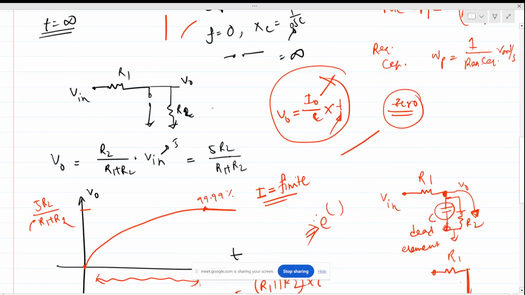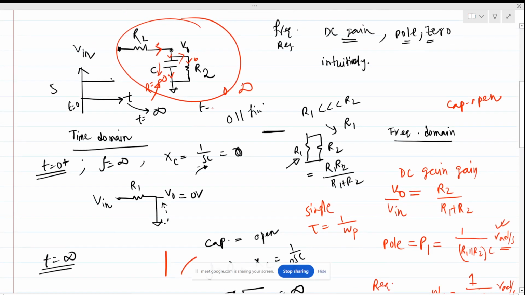And we can also comment that from input to output there is no extra frequency dependent path. One path is here, and we don't have another frequency dependent path. We know that if there is a frequency dependent path from input to output, then there is a maximum chance there is a zero, right? But in this case this is not happening, so we can directly say that there is no zero present.